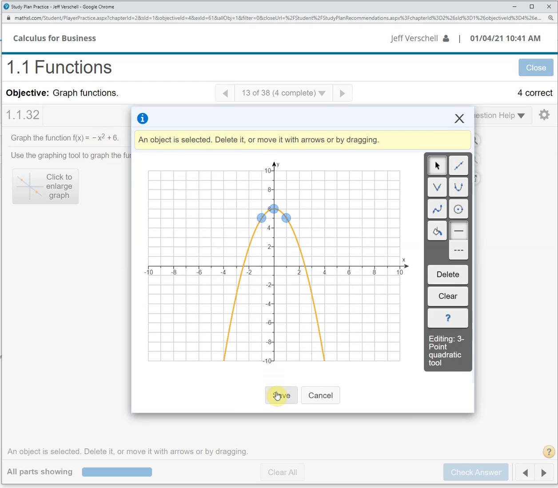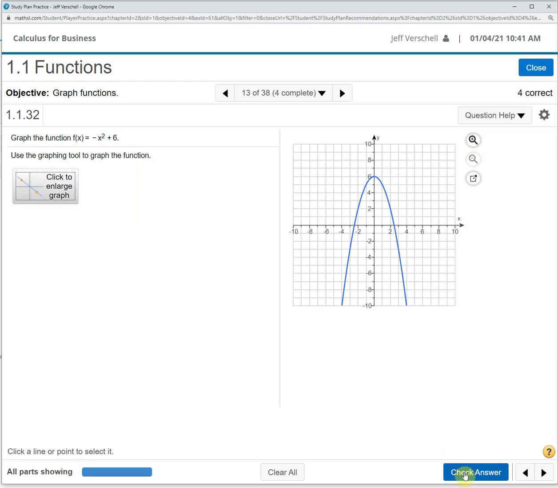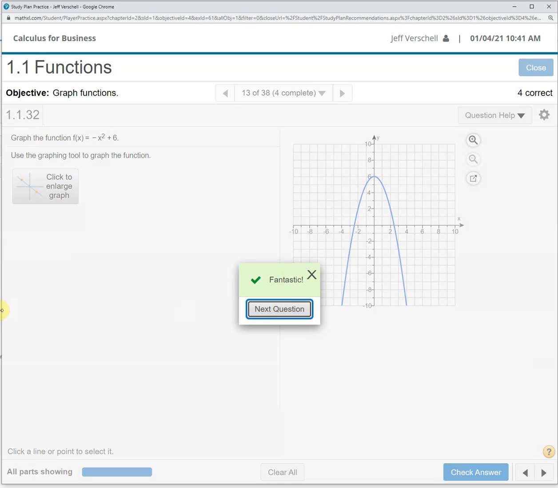And there's my graph. Okay? And I probably could have just as easily picked when x was 2. 2 squared is 4, makes it negative 4, plus 6 gives me 2. So at 2 comma 2, I could have put the point, and I'm sure it would have worked out as well there. Okay?